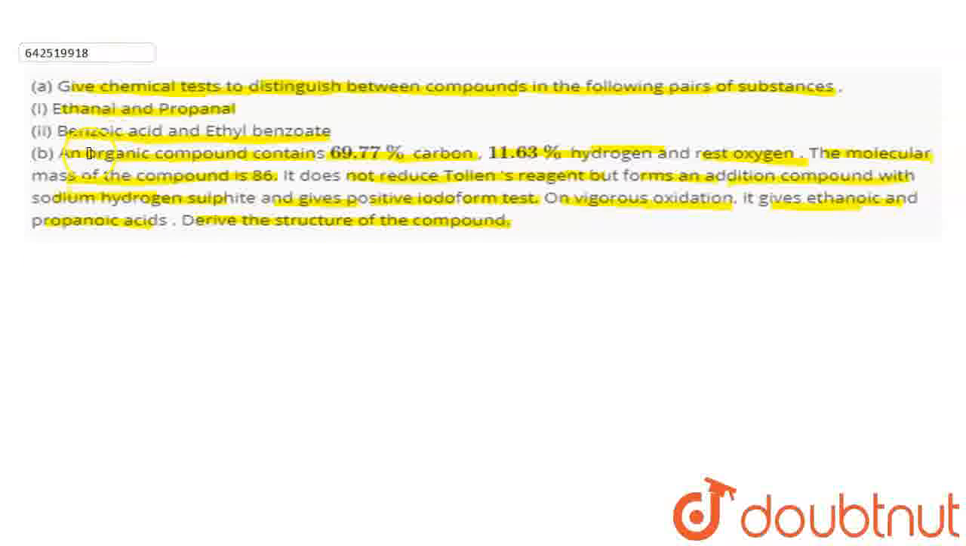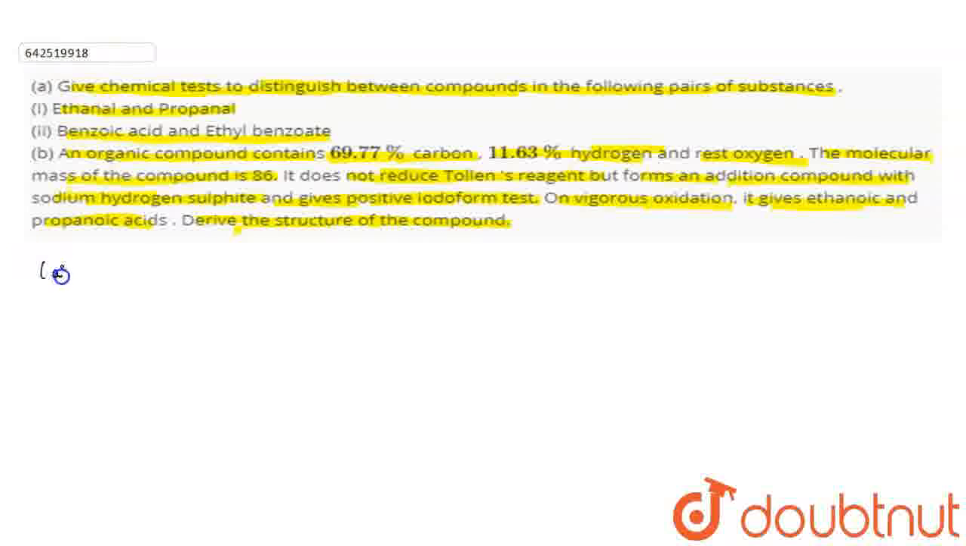Basically, in this part of the question it is said that an organic compound contains 69.77% carbon, 11.63% hydrogen and the rest oxygen, having molecular mass 86. This compound does not reduce Tollen's reagent but forms an addition compound with sodium hydrogen sulphite and gives a positive iodoform test. While doing vigorous oxidation, it gives ethanoic as well as propanoic acid. So we have to derive its structure. So let's start.